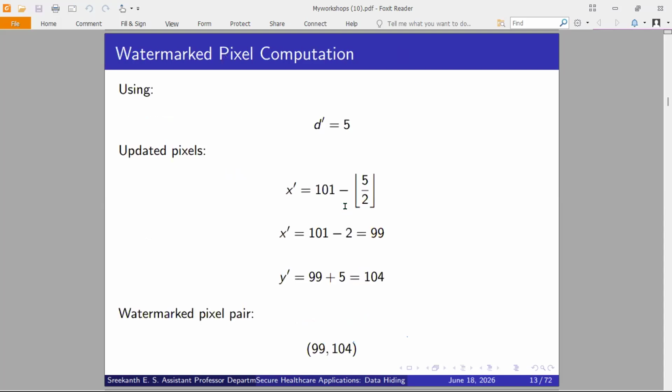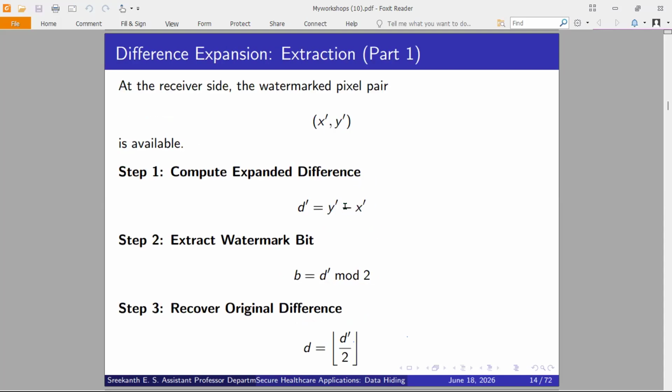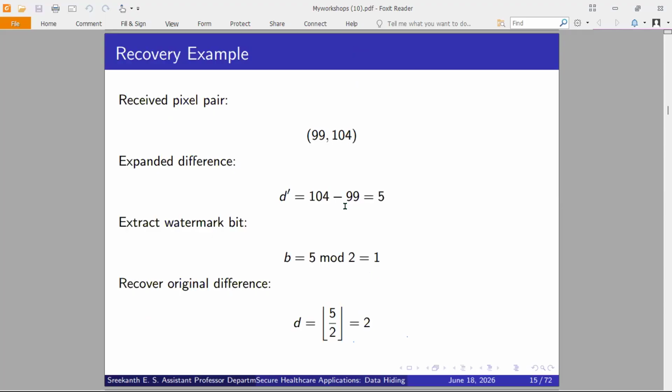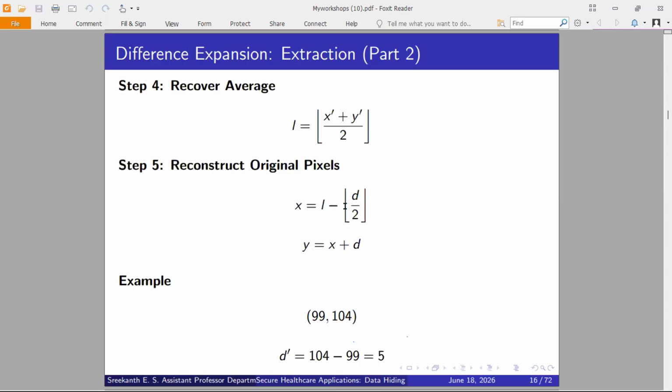Similarly, we will restore the values of x and y. How can we restore? First, you have to recover the original difference d by taking d dash by 2. Then you have to use the equations recurring. First, you have to recover the average, because the average is the same. The average is not changing, so you can find out the average. Then A minus d by 2.